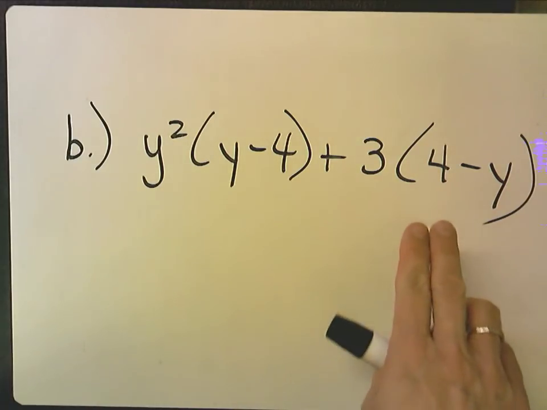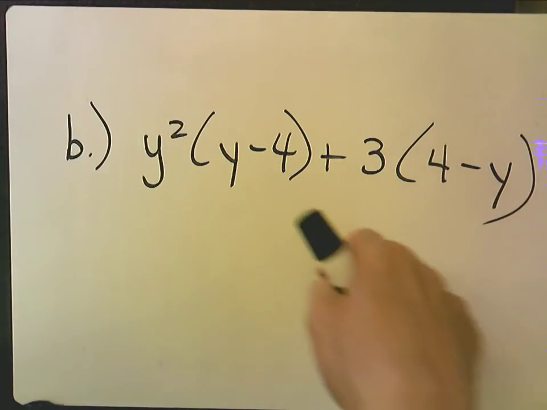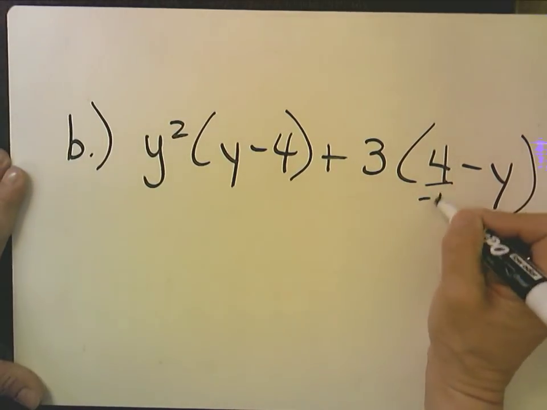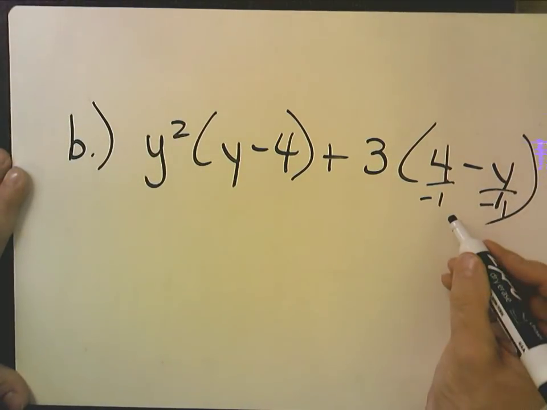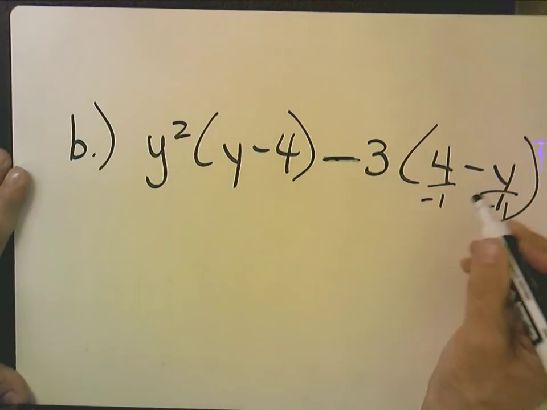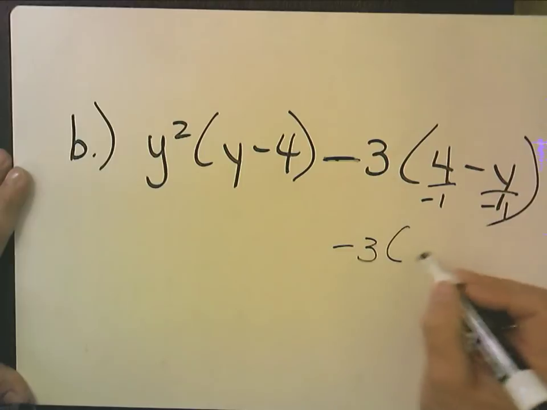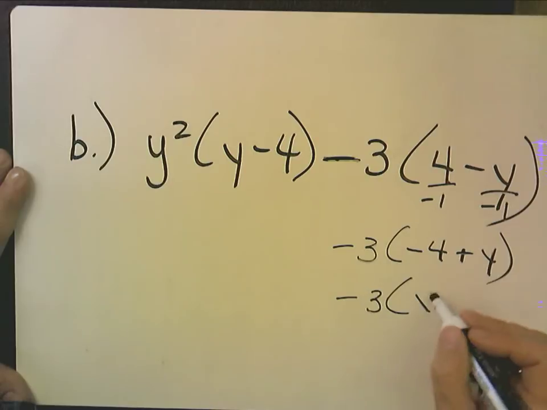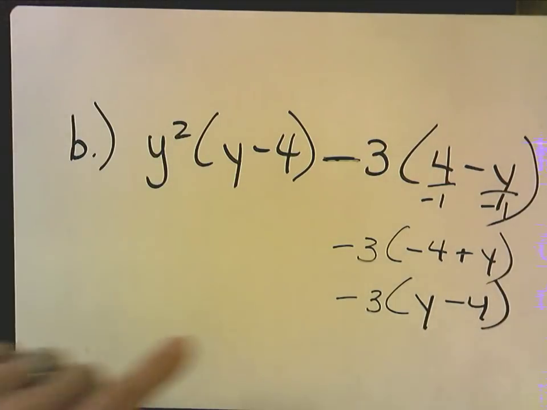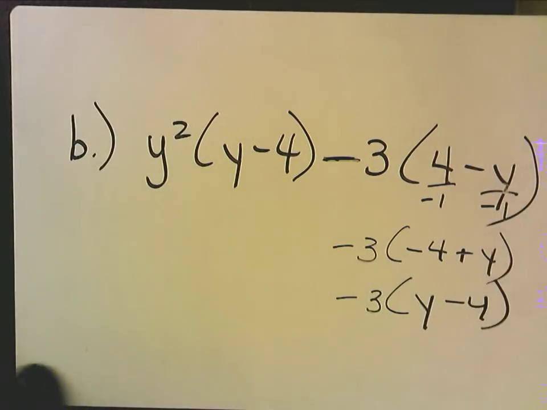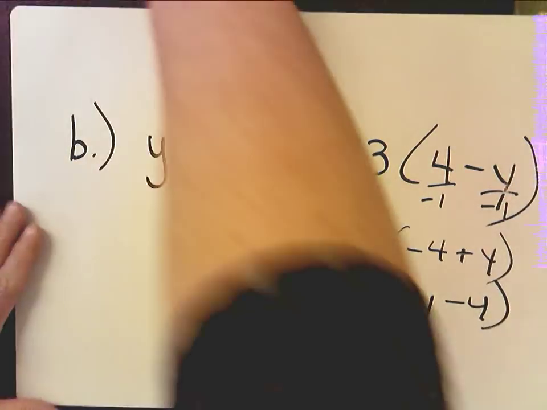So what that means is you can take a negative 1 out of this, and you will get the same thing inside the parentheses. So if I divide this by negative 1 and this by negative 1, that means I'm bringing out a negative 1. So I have to make this a negative 3. This becomes negative 3 times negative 4 plus y, which is the same as negative 3 times y minus 4. So if it looks like you have same numbers, opposite signs inside the parentheses, you can bring that negative out and you can have the same thing inside the parentheses.